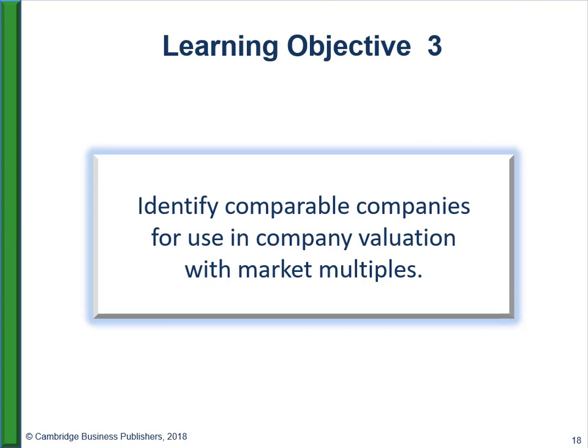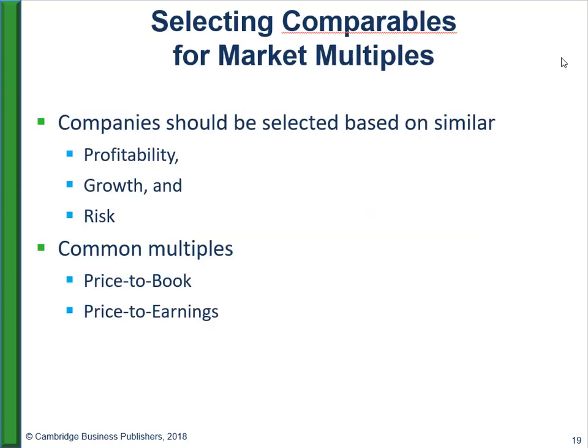So moving on, I'm hopeful that's fairly intuitive to everybody. Learning objective number 3, identify comparable companies for use in company valuation with market multiples. Again, this should be fairly intuitive because Morningstar is going to do that for us. Bloomberg's going to do that for us. Yahoo's going to do that for us.